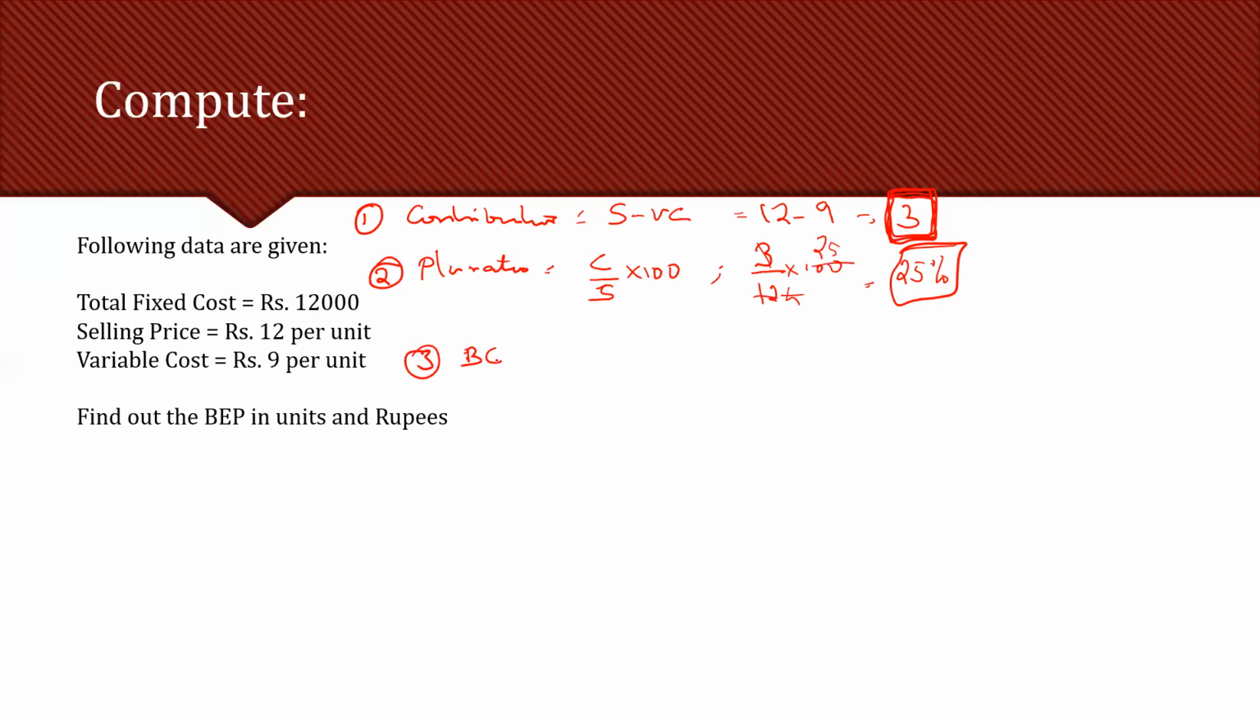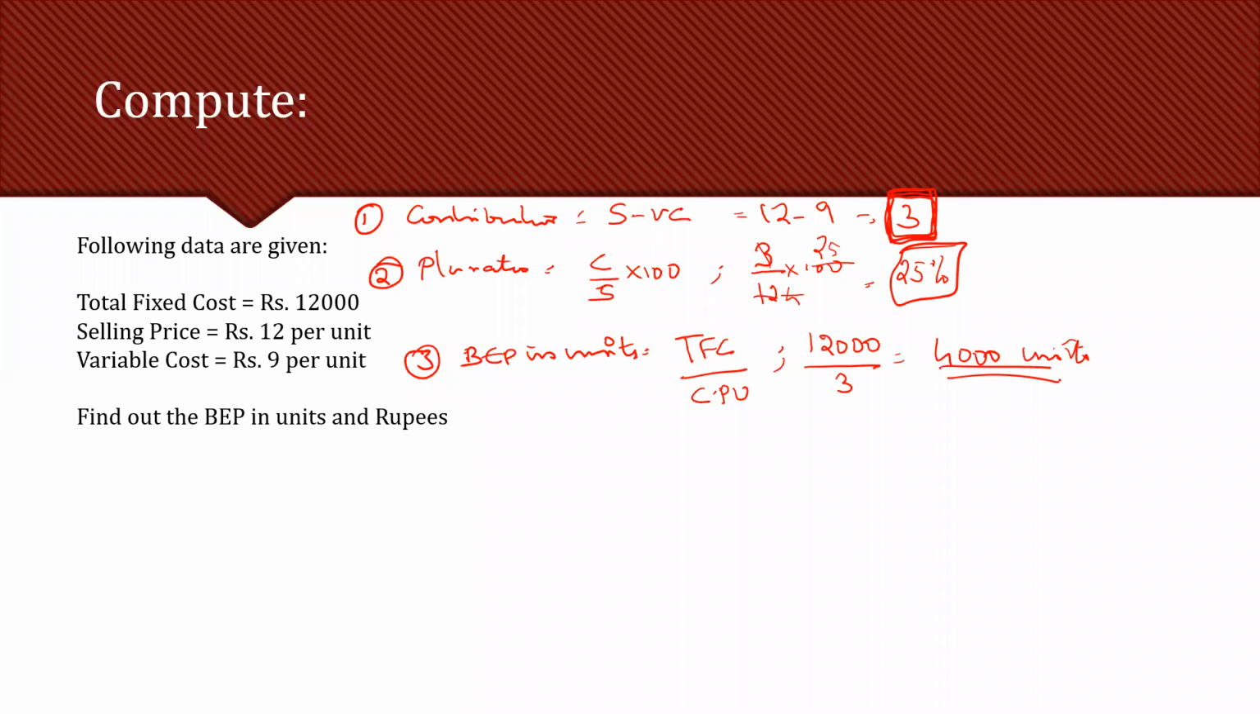So first one, break-even point in units. How to find out that? Total fixed cost divided by contribution per unit. So what is the fixed cost? 12,000. 12,000 divided by 3 comes to 4,000. 4,000 rupees or units? Units.